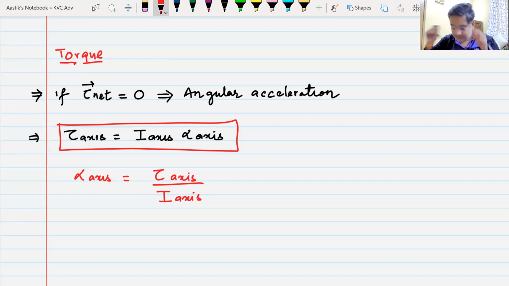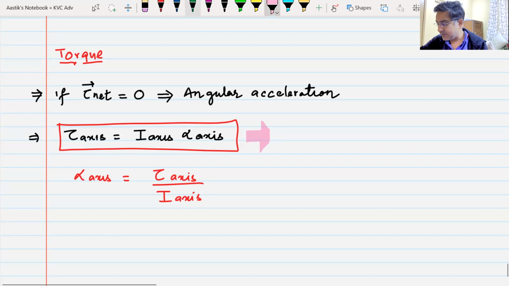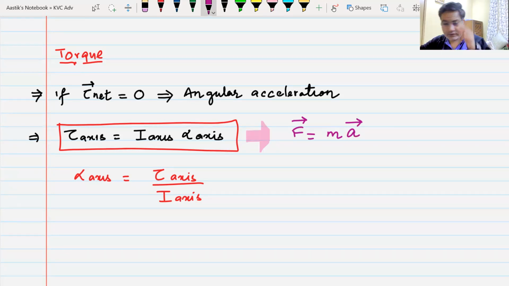Now remember, this equation that we have written is for pure rotation along that axis. This equation looks similar to the equation we had in translational motion, F equals ma. Yes or no? Yes, sir. Now F is replaced by torque, m is replaced by moment of inertia, and a is replaced by alpha, your angular acceleration.